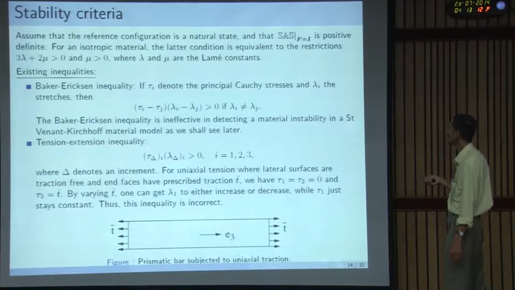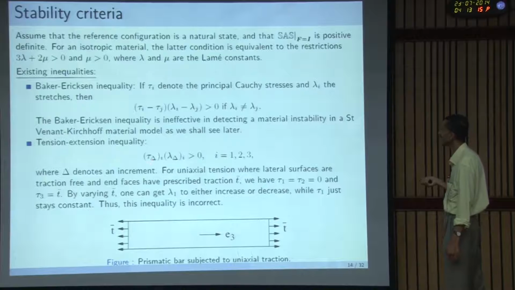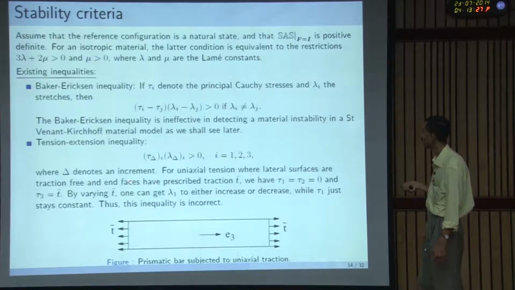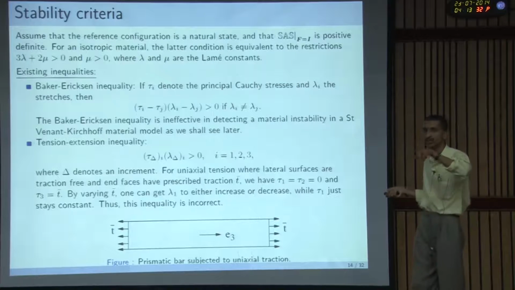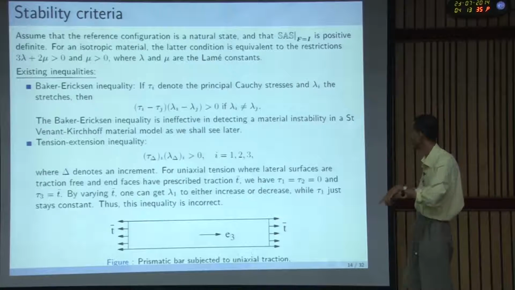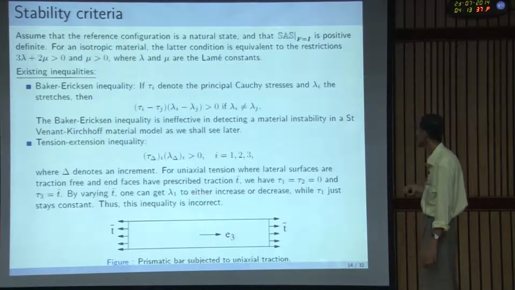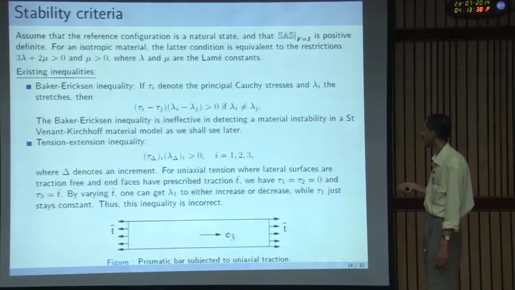And then the tension extension inequality is that the increment in the stress times the increment in the stretch is greater than 0 for i equal to 1 to 3. So here is a uniaxial tension case where the lateral surfaces are traction free and the end surfaces have some prescribed traction. Now because the lateral surfaces are traction free, you have tau 1 equal to tau 2 equal to 0 and tau 3 equal to t bar.